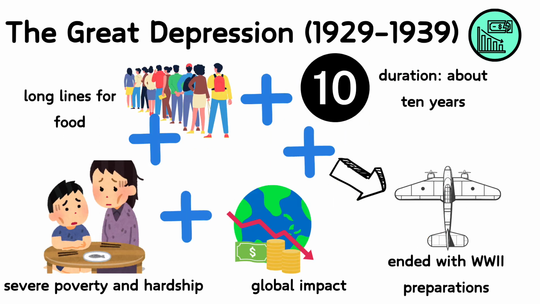This led to severe poverty and hardship. People had to stand in long lines just to get food. The Great Depression lasted for about 10 years and affected countries all over the world. It only ended as countries began to prepare for World War II, which created jobs and boosted economies.